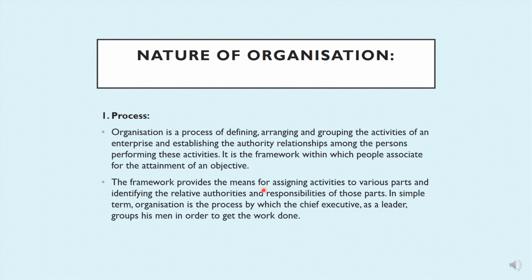The framework provides means for assigning activities to various parts and identifying the relative authorities and responsibilities of those parts. In simple terms, organization is the process by which the chief executive, as a leader, groups his men in order to get the work done. So one person comes in for organizing, and that is supposed to be the chief executive officer, or the leader, or the head of that department or function or organization. He groups his men, he assigns them the tasks and the responsibilities to achieve the objectives.